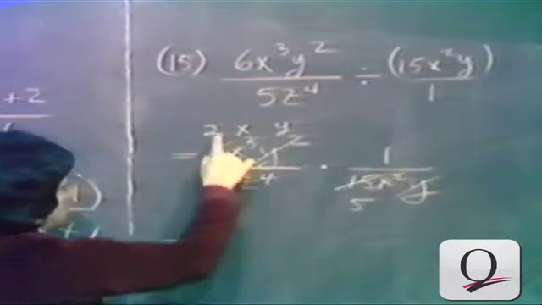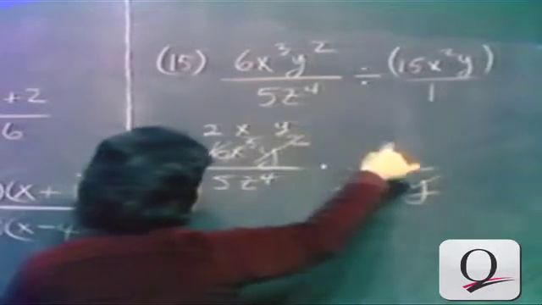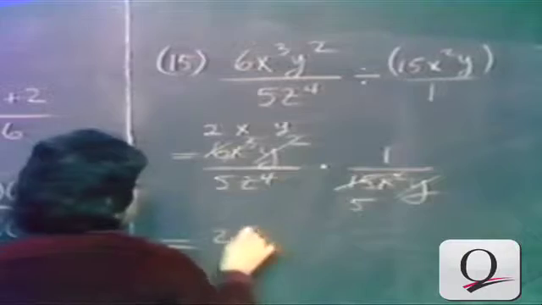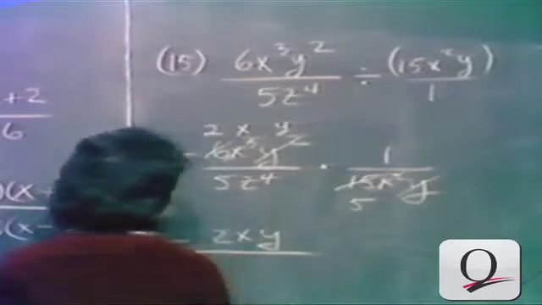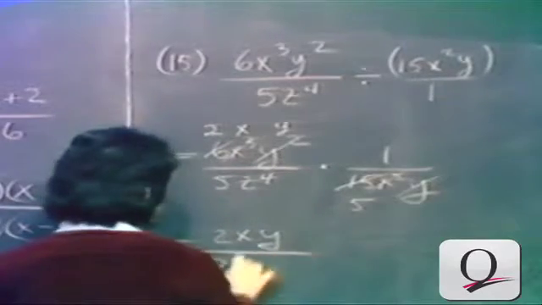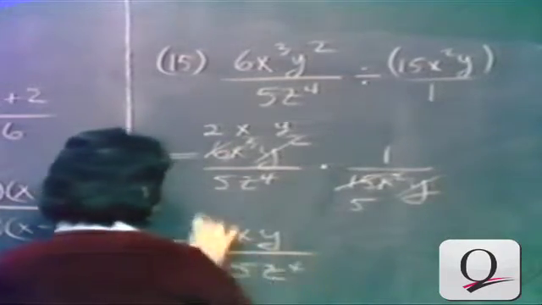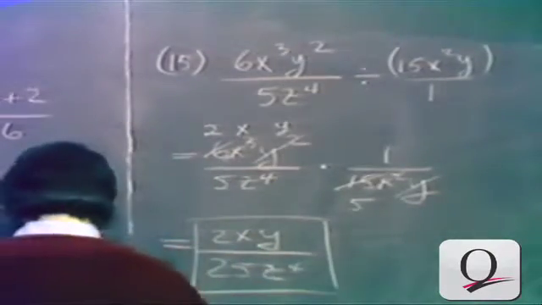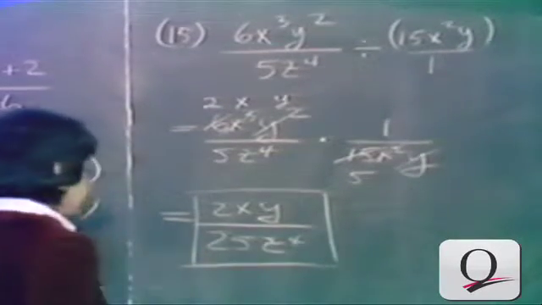What are we left with? On top, 2 times x times y times 1, 2xy. And downstairs, 5z to the 4th times 5, or 25z to the 4th, which is in lowest terms.